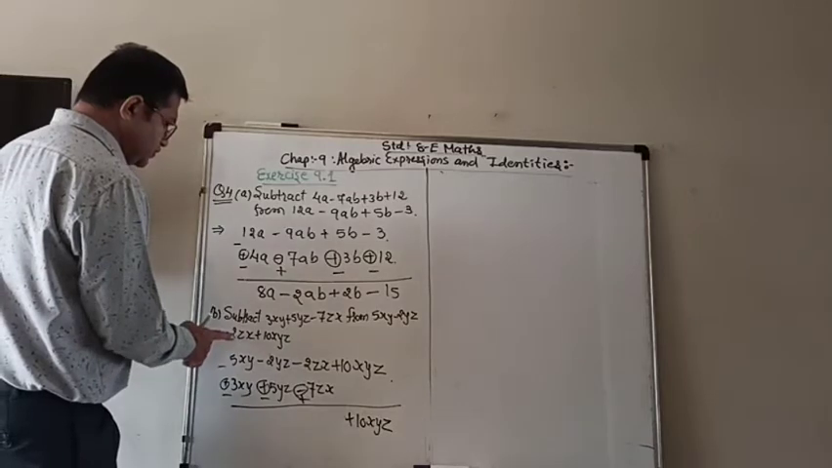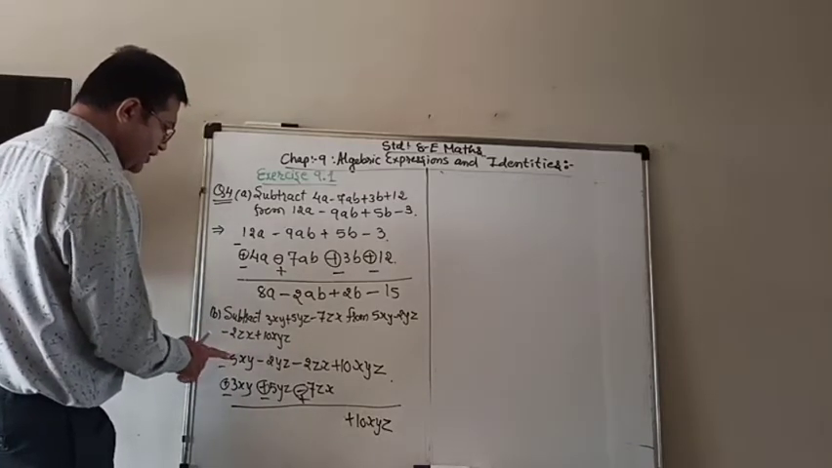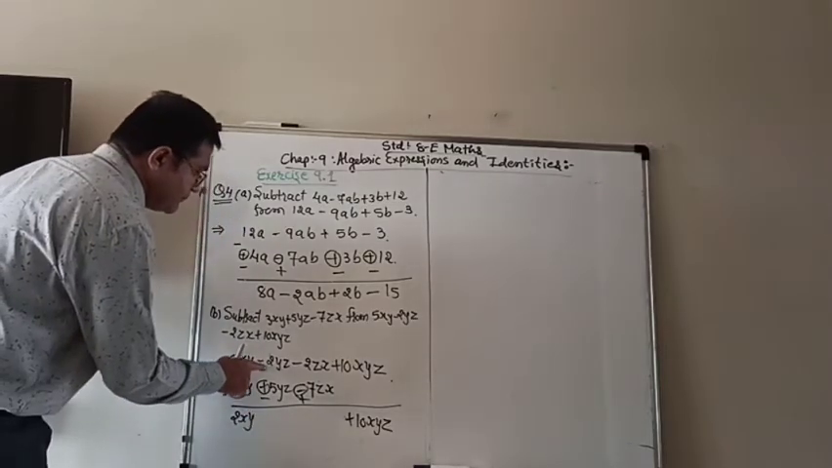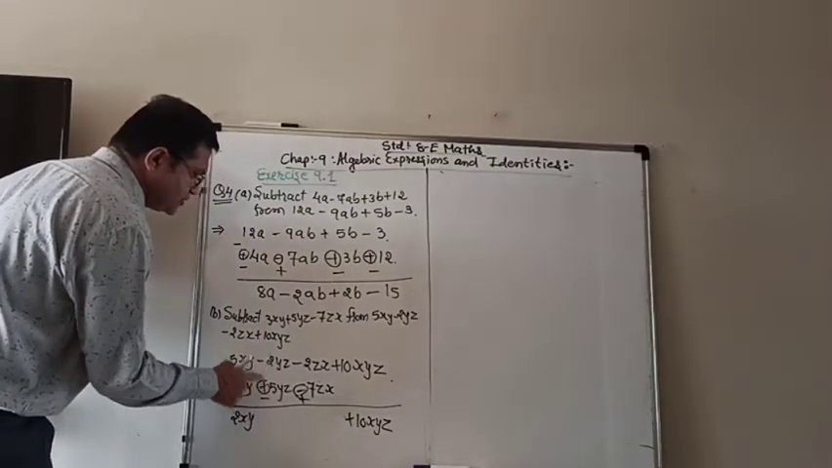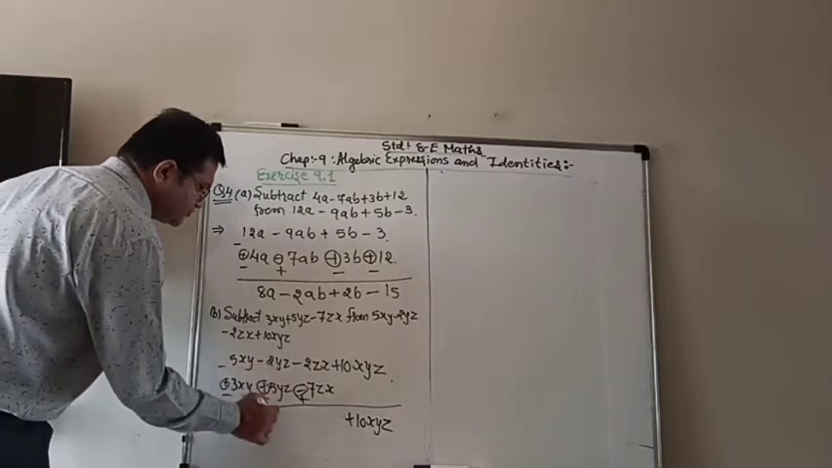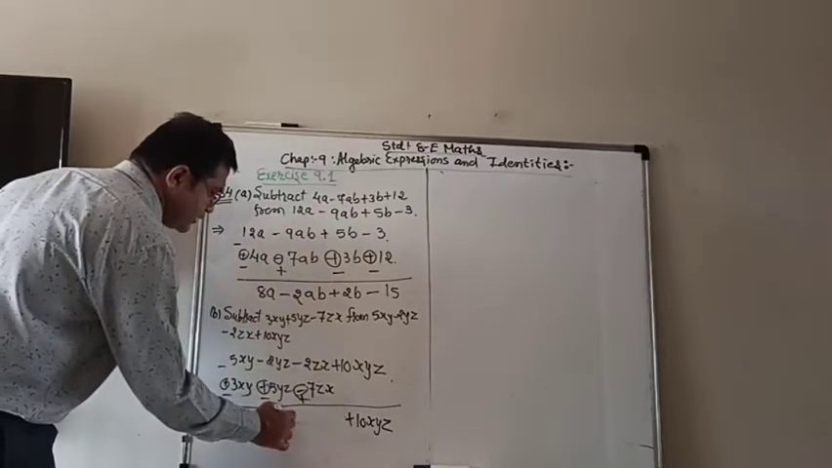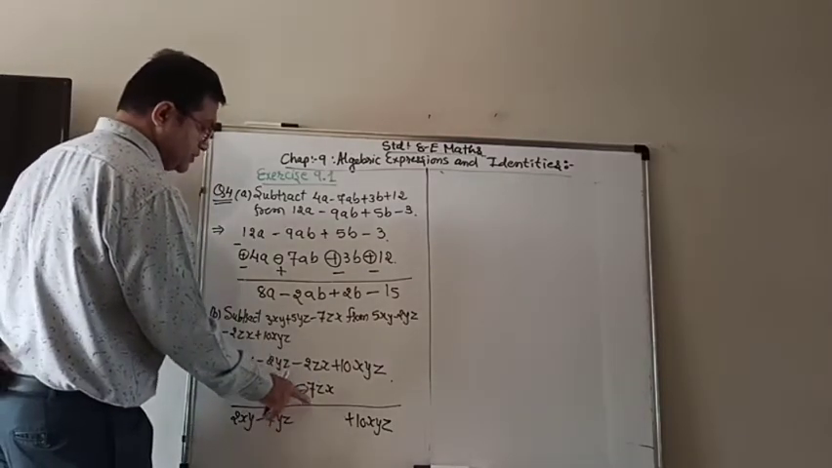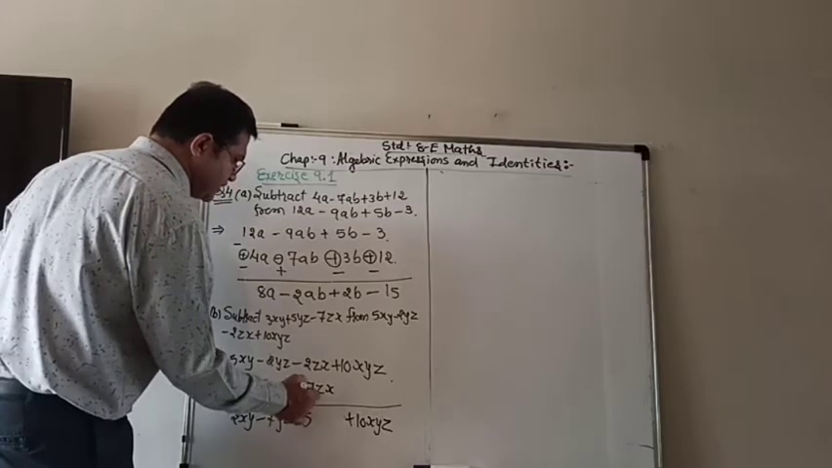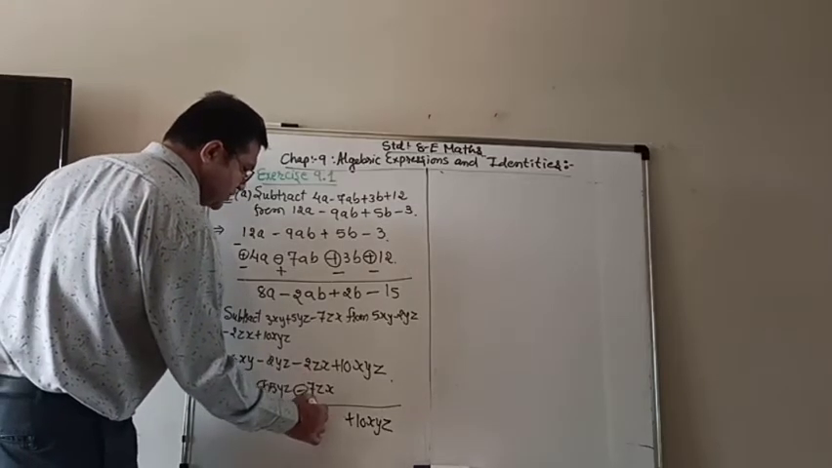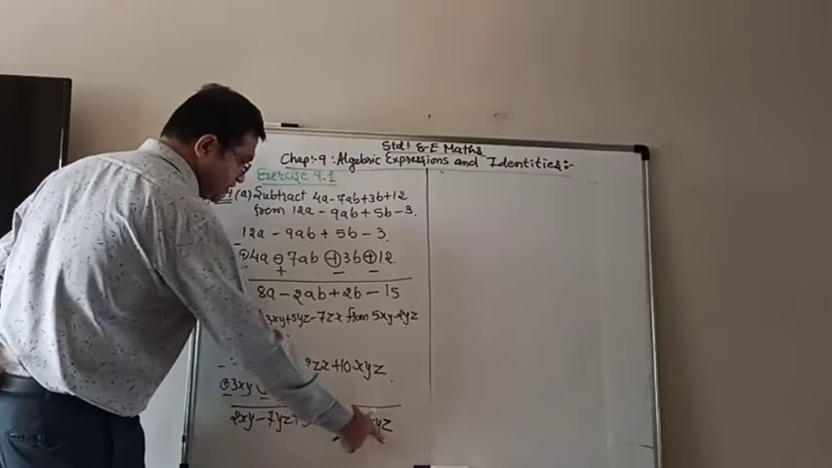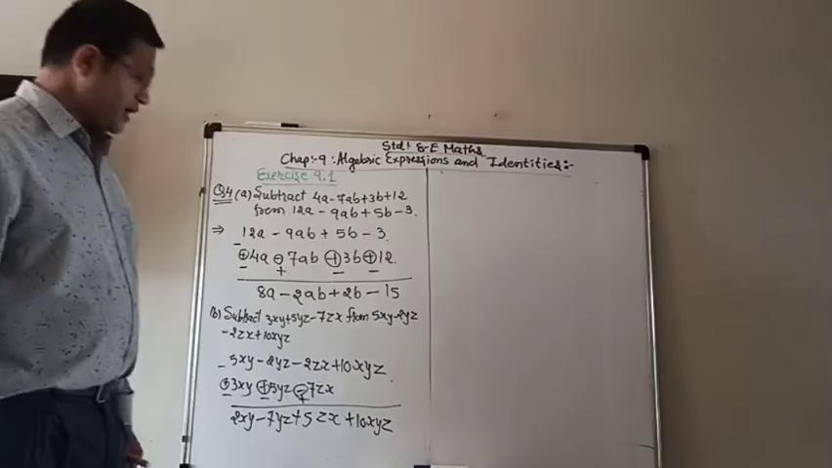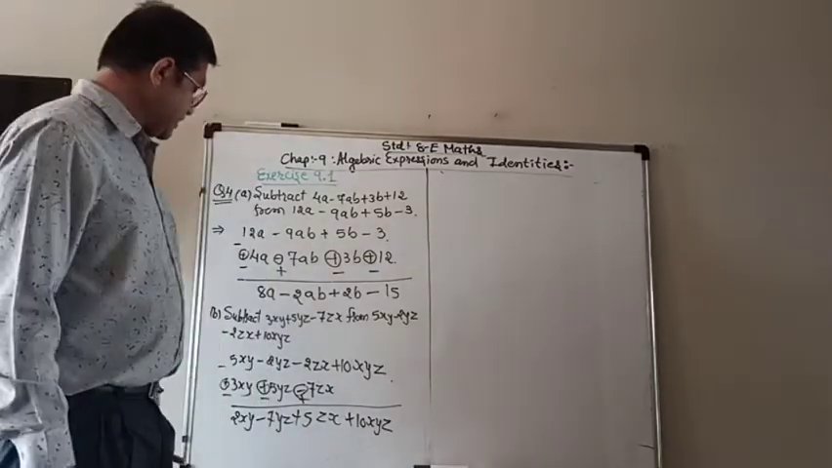So now 5 minus 3 is 2, so 2xy. Minus 2 minus 5, both are negative, so we have to add. 2 plus 5 is 7, so minus 7yz. Minus 2 plus 7: 7 minus 2 is 5, and the greater number's sign is plus. So plus 5zx. So the answer is 2xy minus 7yz plus 5zx plus 10xyz.